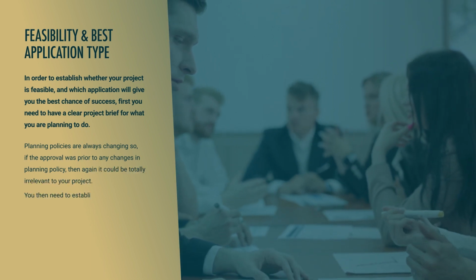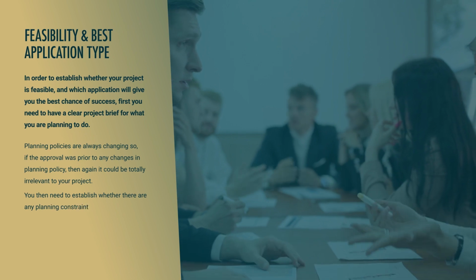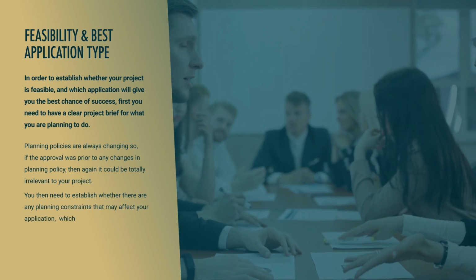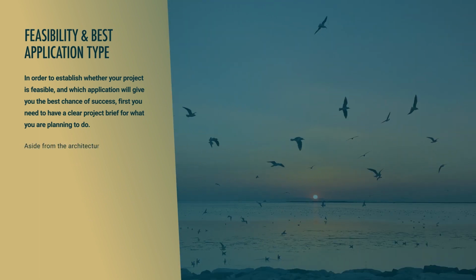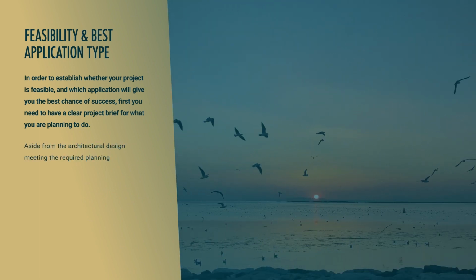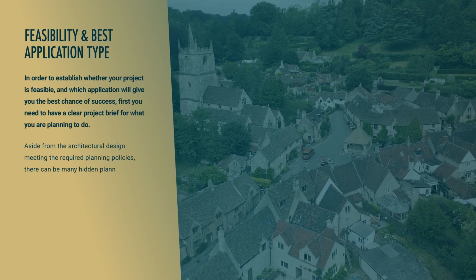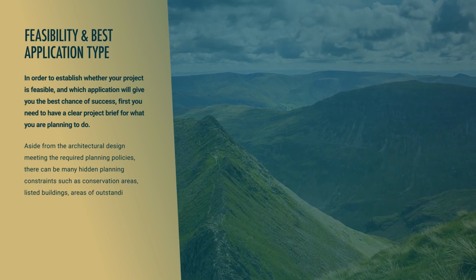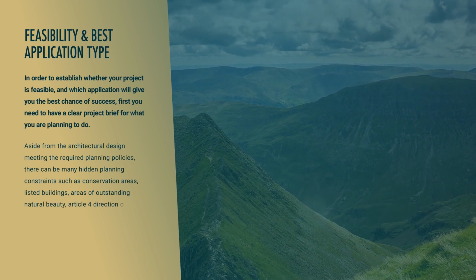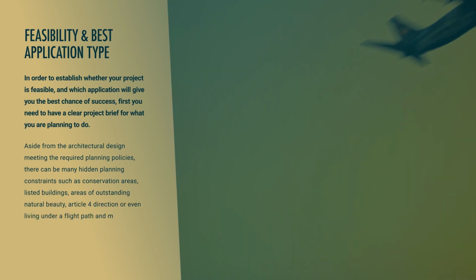You then need to establish whether there are any planning constraints that may affect your application, which can be found on your local council's website. Aside from the architectural design meeting the required planning policies, there can be many hidden planning constraints such as conservation areas, listed buildings, areas of outstanding natural beauty, Article 4 direction, or even living under a flight path, and many more.